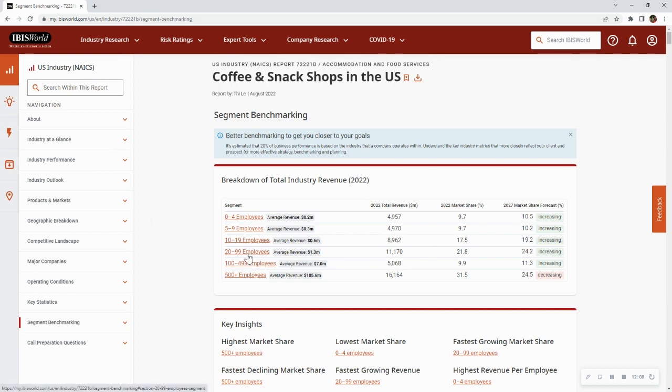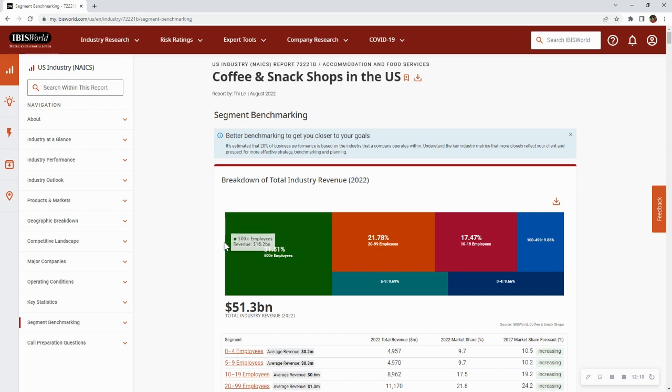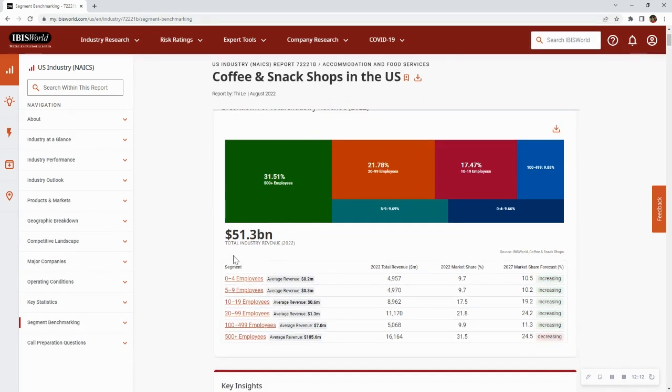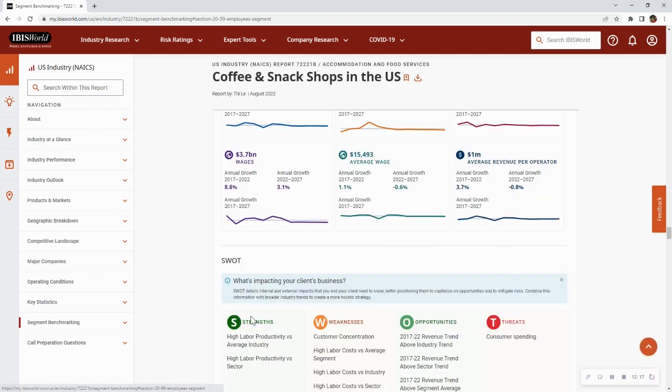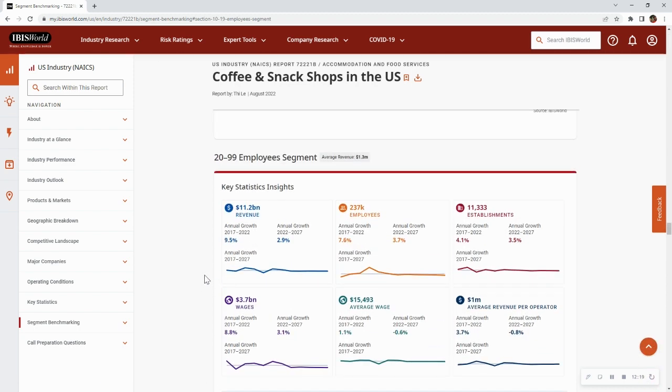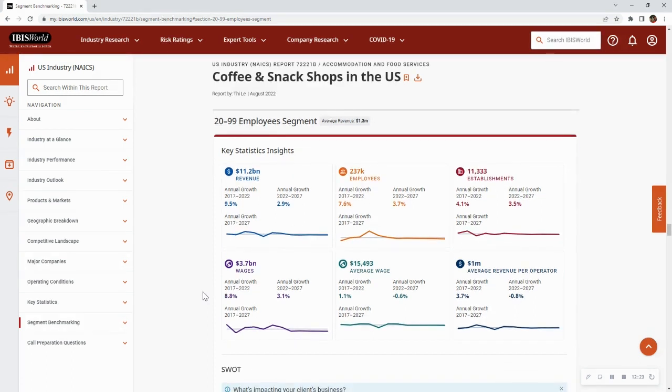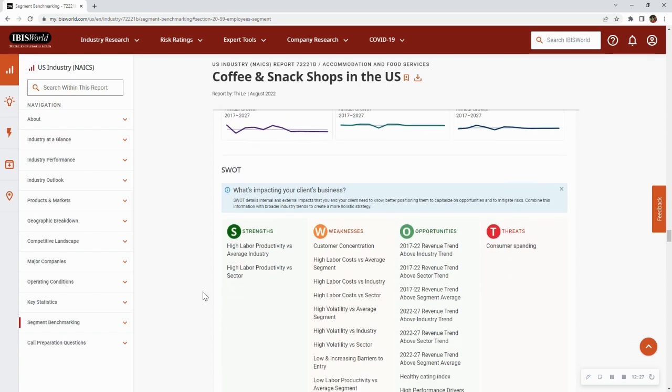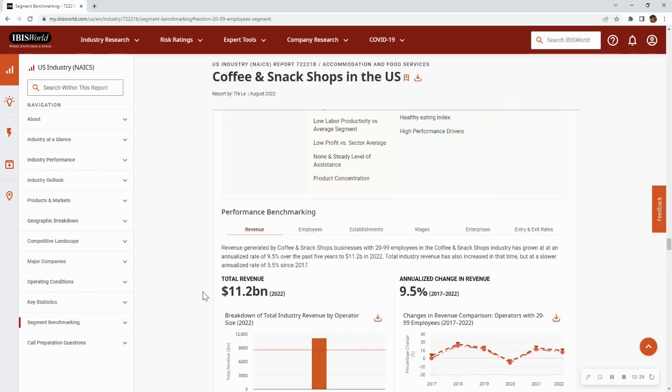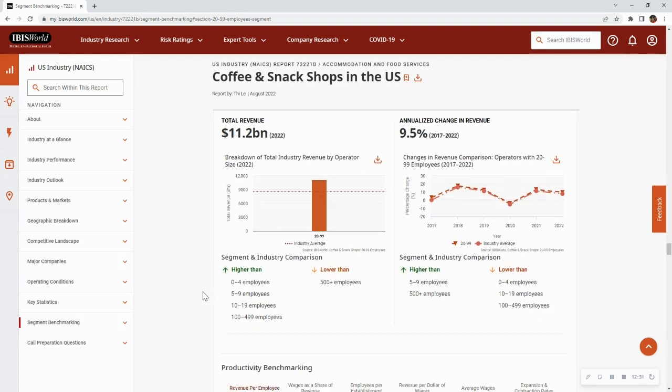Let's say the business that you're looking at is 20 to 99 employees. That seems to be the largest here. Now it's going to break me down, have me go right to the 20 to 99 employees section, second largest, excuse me. So now I have statistics surrounding that segment of the coffee and snack shops. So just a way to get even more granular for you when you're doing your comparisons and looking at what some of the regular industry averages might be. So definitely a feature to check out.